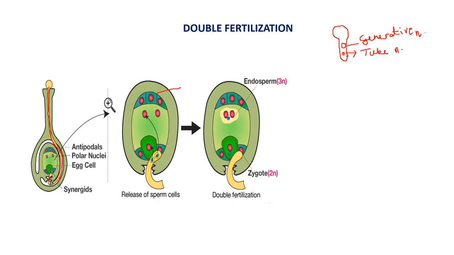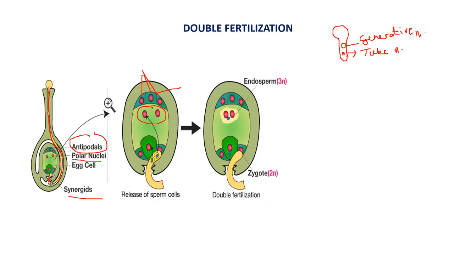Inside the ovule you can see these three cells, which are known as antipodal cells. These two are known as polar nuclei, and this is known as the egg cell, right? Besides the egg cell, the two cells which are on the right and left are known as synergids, right?